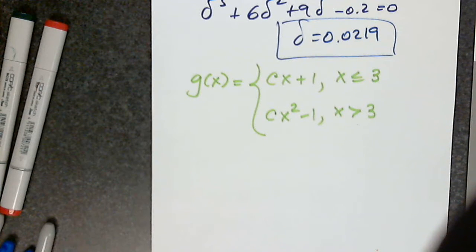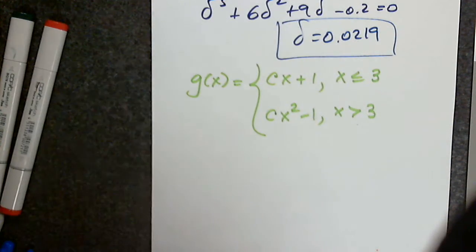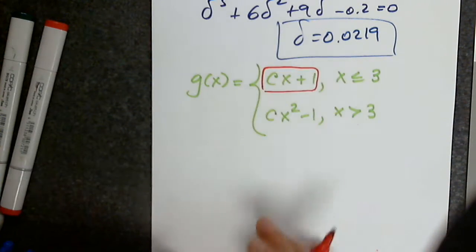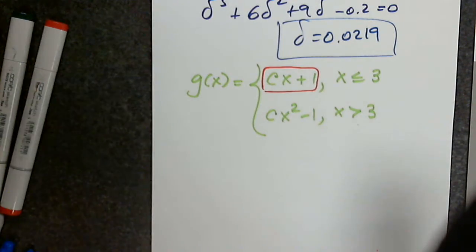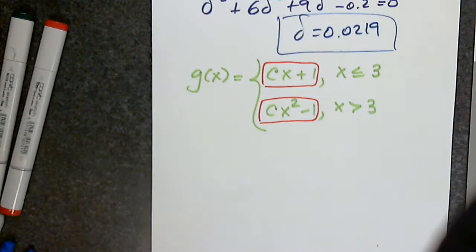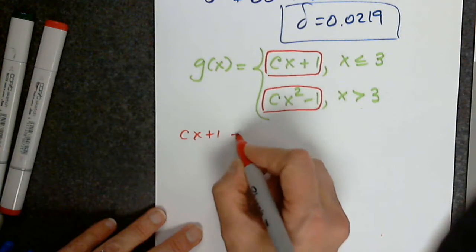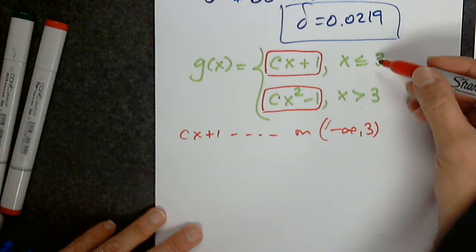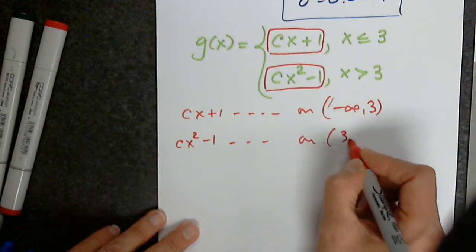So the first thing I have to write is, can anyone tell me what function is this? Very good. Linear. A constant times x plus 1. Polynomial, but linear. Very good. Excellent. Can anyone tell us what function is this? Quadratic. So polynomial. So what will I say about cx plus 1 on the interval minus infinity to 3? Notice that I did not include 3. And what will I say about cx squared minus 1 on the interval 3 to infinity?